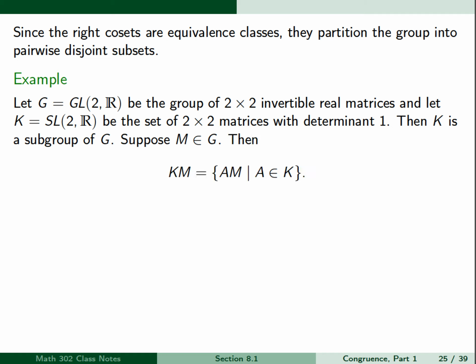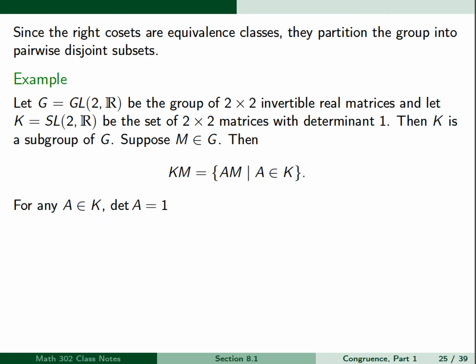Then the coset Km, this will be the set of all elements Am as A ranges over the elements in K. Okay, so this notation is a little bit confusing because we've got capital letters for everything. So K is a subgroup, M is a matrix, so it's an element. So Km is our right coset of M for the subgroup K in our group G. So this is, by definition, the set of all elements AM as A ranges over the elements in K.